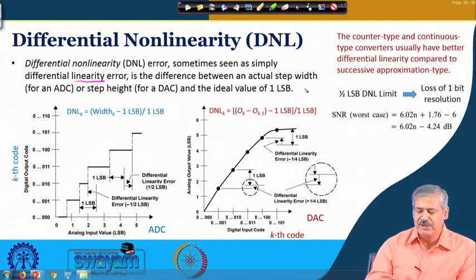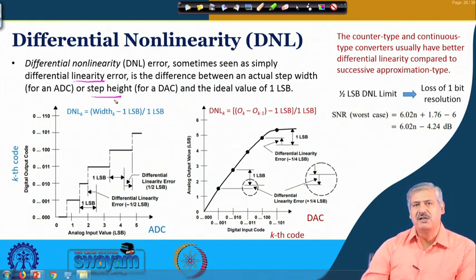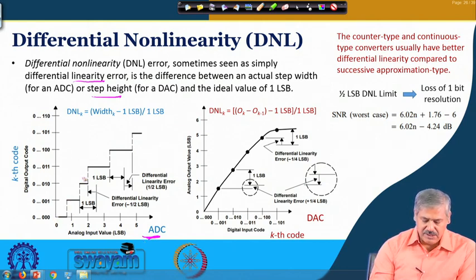This is the difference between an actual step width and the ideal value of 1 LSB for ADC, and for DAC the actual step height and the ideal value of 1 LSB. So, here first the ADC is drawn. This is the way you can see an actual ADC working. This is the analog input voltage and this is the corresponding digital code. Here, it should have gone from this place to this place, then only the change should have taken place, but it has occurred earlier.